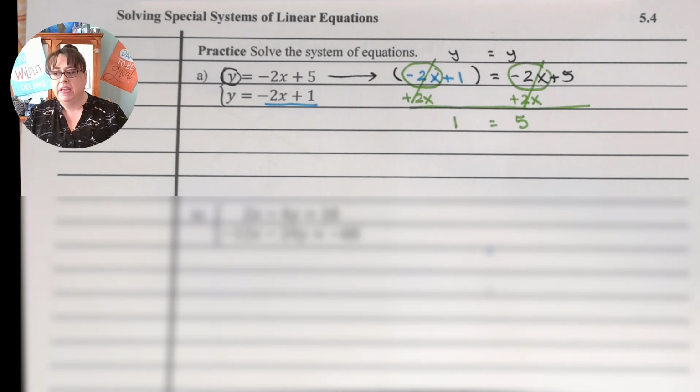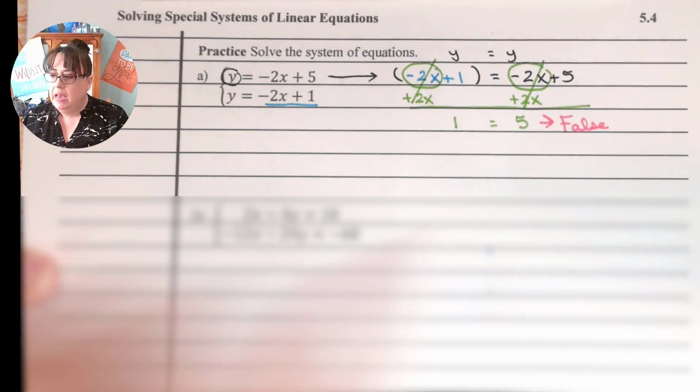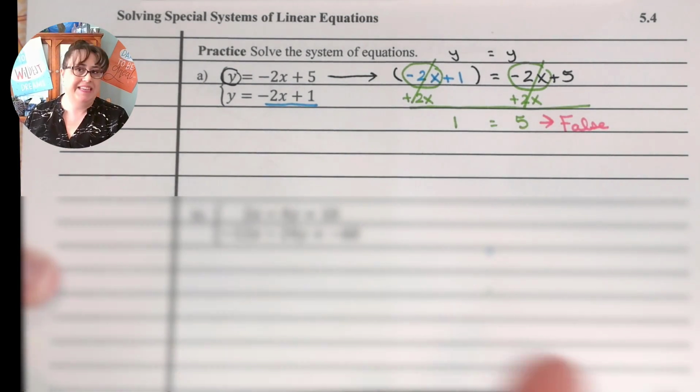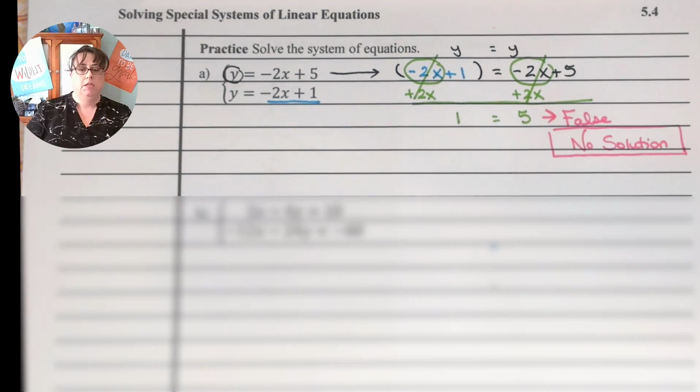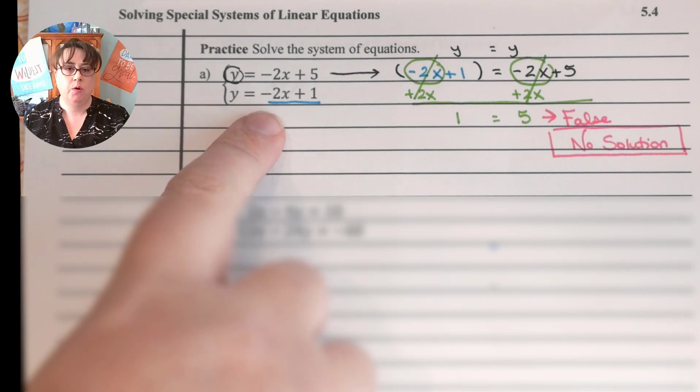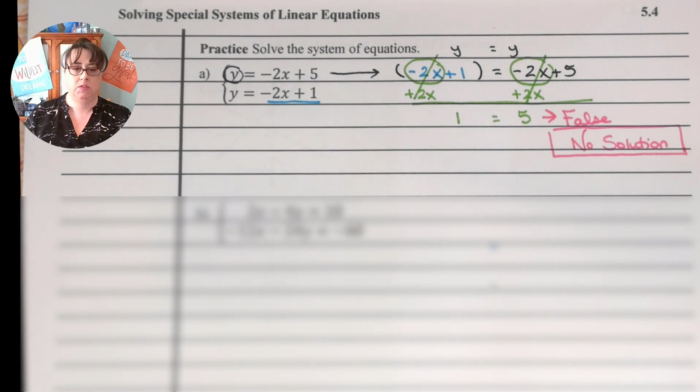And I ask myself, is that true or is that false? And that is absolutely false. And since that is false, that means it can't happen. Therefore, I have no solution. Just like before, if I was ever solving an equation and I got something weird happen where all my variables went away and it was false, it's still no solution. Why is this a no solution? It is because they have the same slope but a different y-intercept, so the lines are parallel.